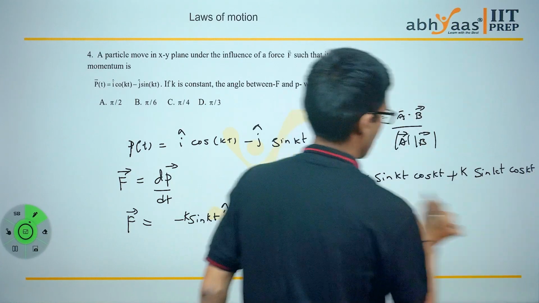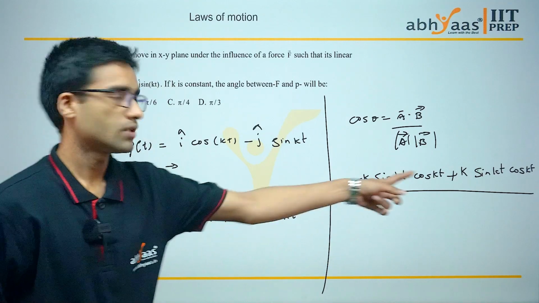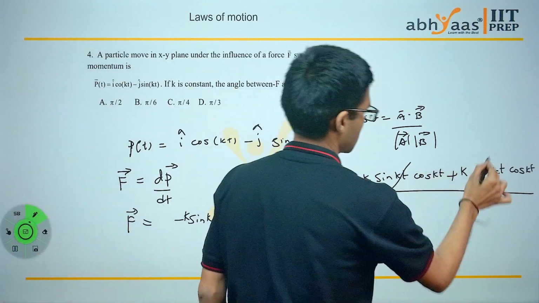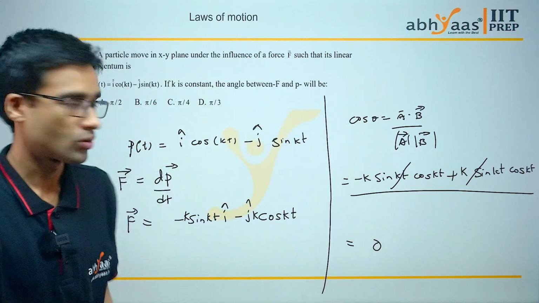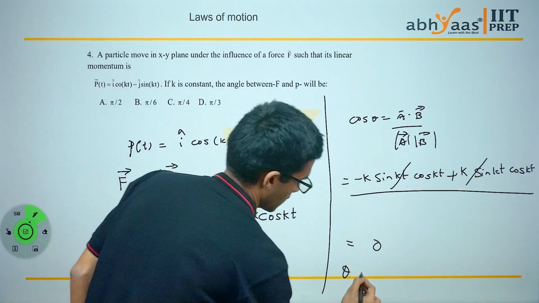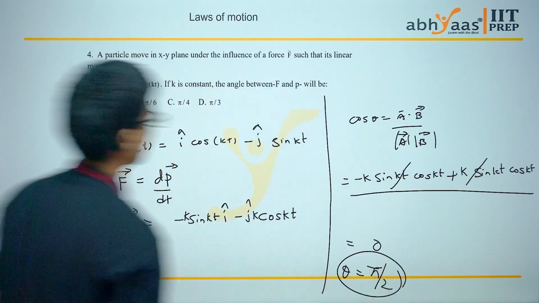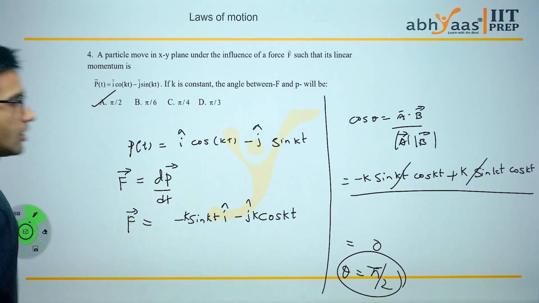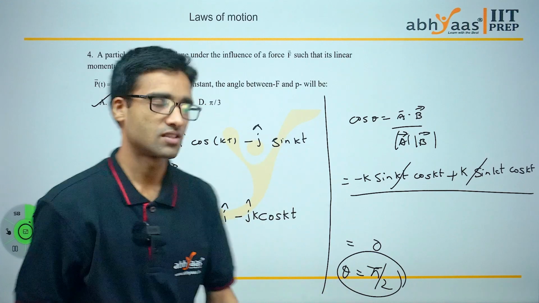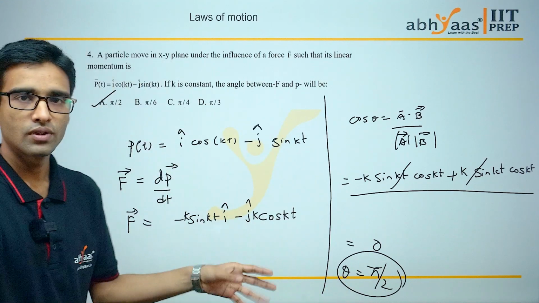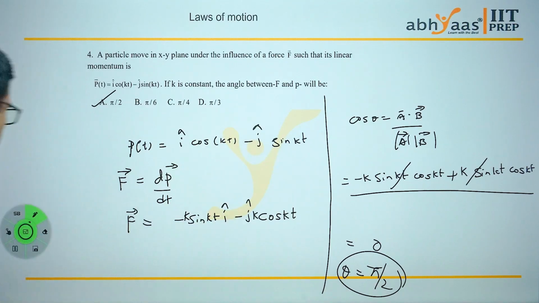Okay, the denominator I am not doing. Why? This is negative, that is positive. If it cancels, what will you get? 0. So cos theta is 0 when theta is equal to 90 degrees, that is pi by 2. Okay, this is the answer. Easily you can get it. See, I didn't do much. Simple calculations will give the entire answer.